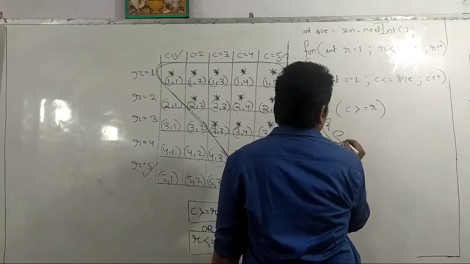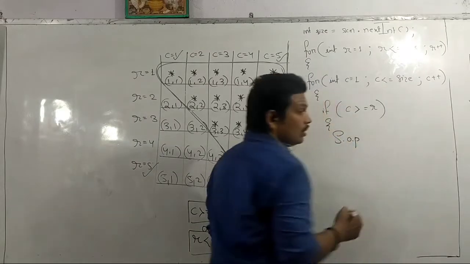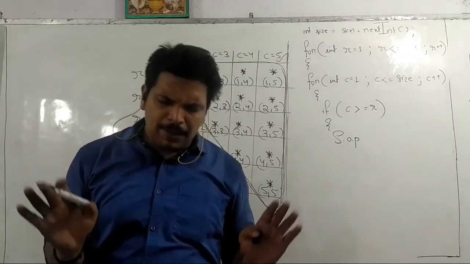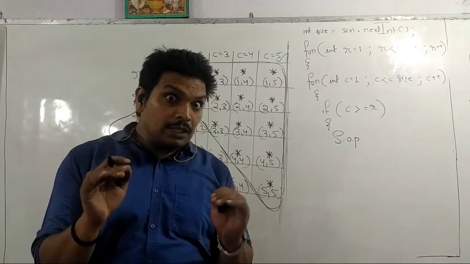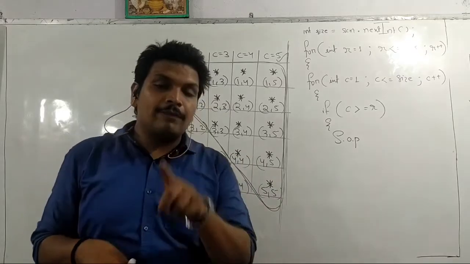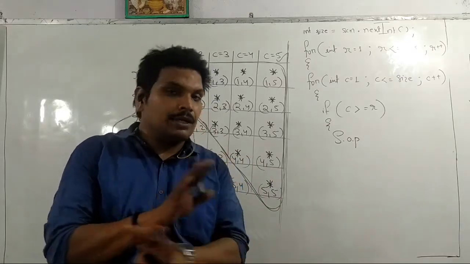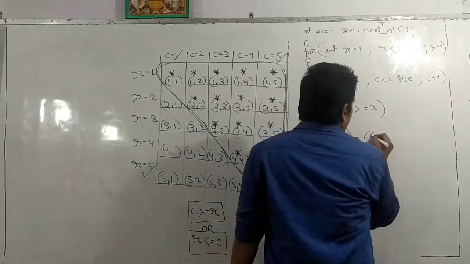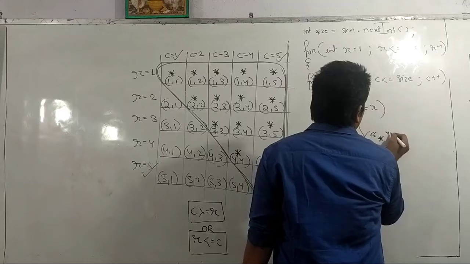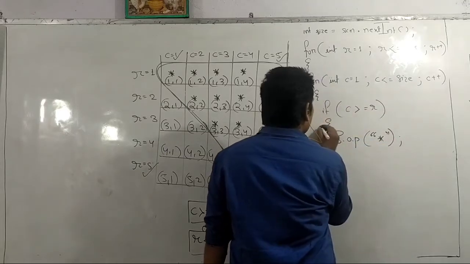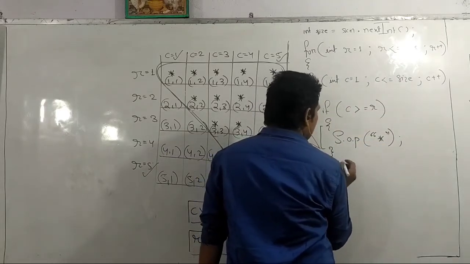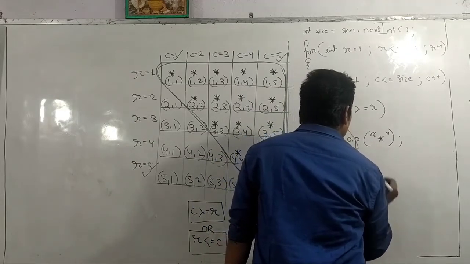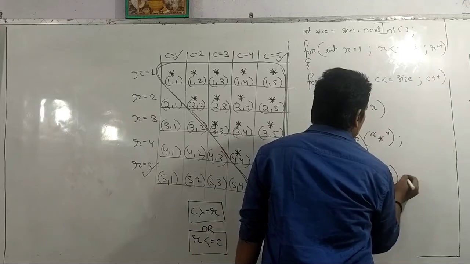If this condition is satisfied, I will write system dot out dot print, not println. Always remember, in any pattern programming, within the body of inner for loop, you have to write system dot out dot print, not println. So I will print star. If this condition is not satisfied, I will print system dot out dot print, one space.